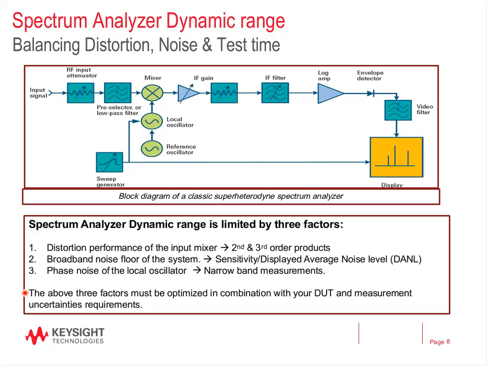Now, the last sentence here is not to be dismissed. The above three factors must be optimized in combination with your DUT and measurement uncertainty. So the big deal here is measurement uncertainty. So having a good signal-to-noise ratio and having a good distortion ratio is going to be important for getting very accurate and repeatable results.